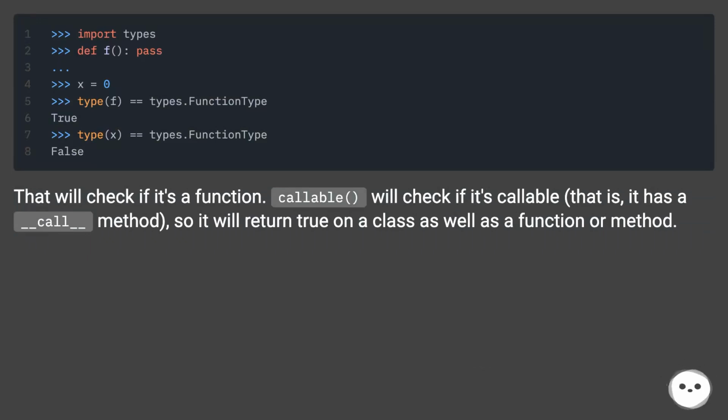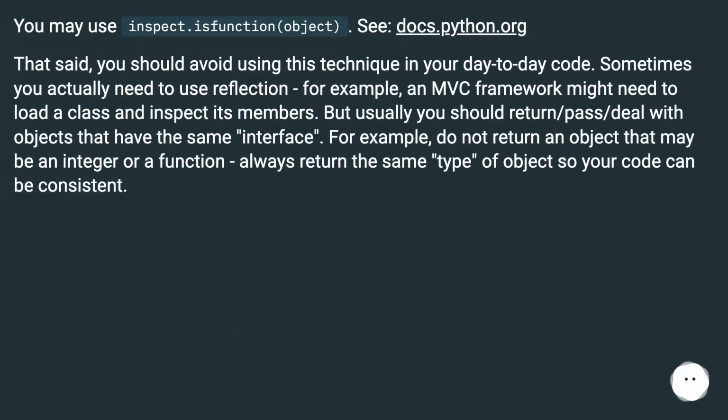Callable will check if it's callable, that is, it has a __call__ method, so it will return true on a class as well as a function or method. You may use inspect.isfunction(object). See docs.python.org. That said, you should avoid using this technique in your day-to-day code.